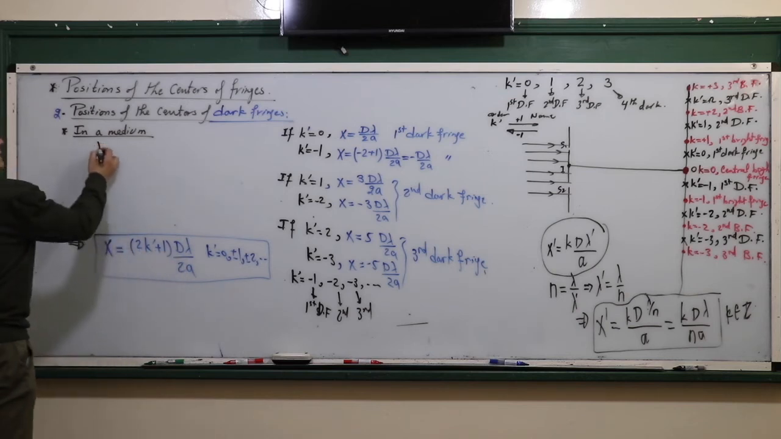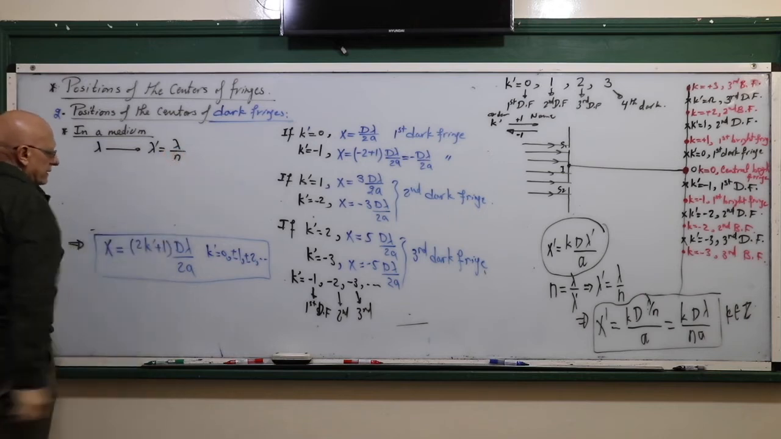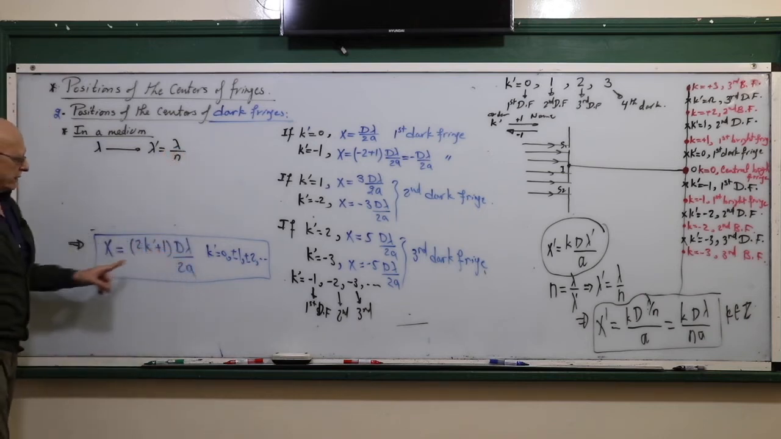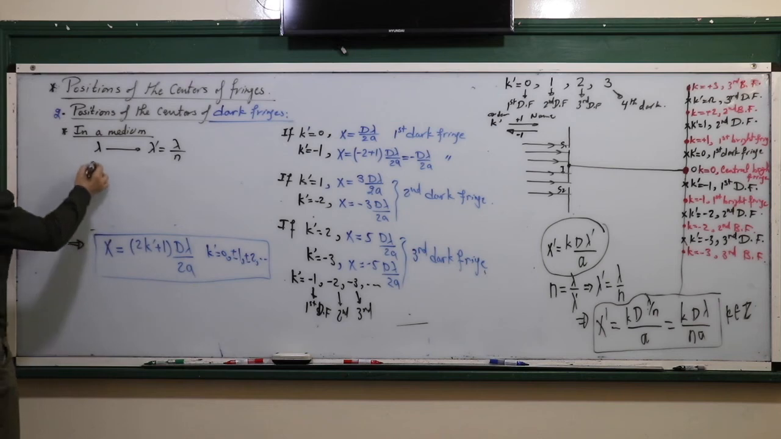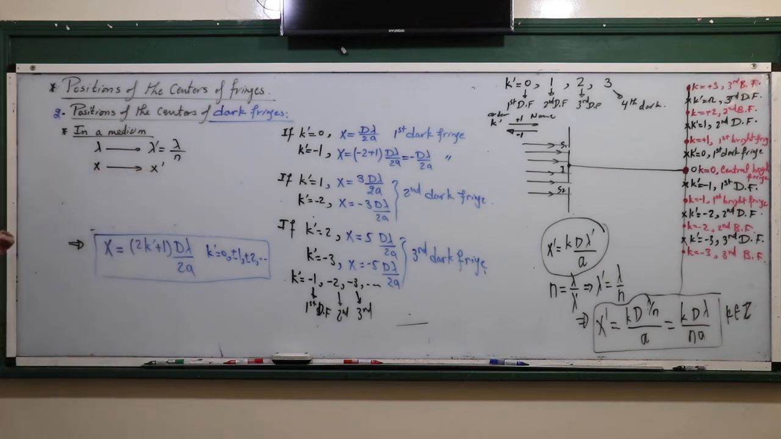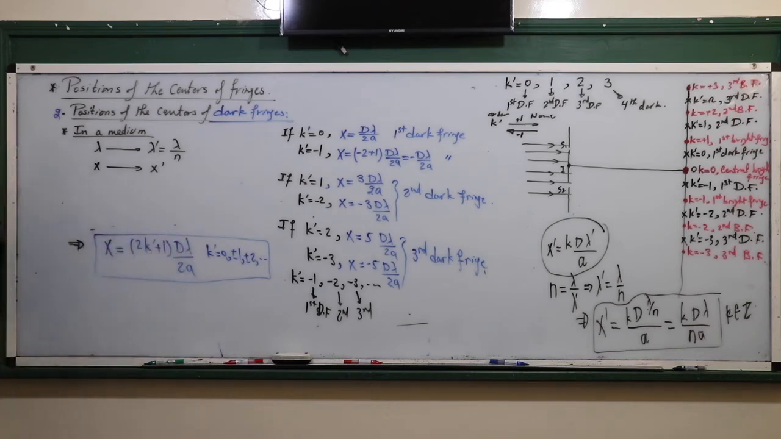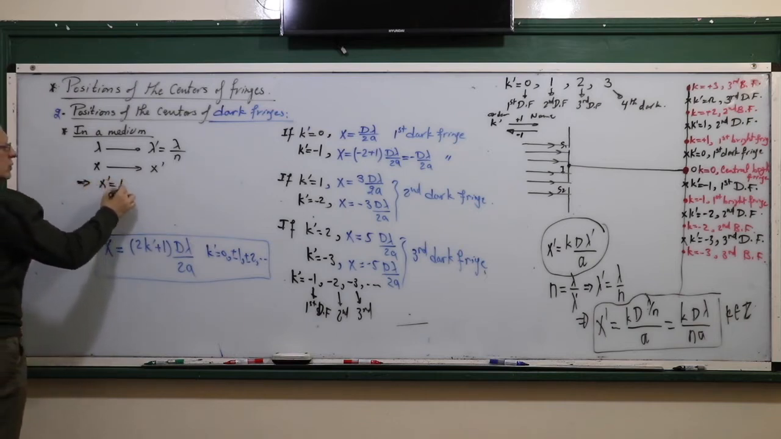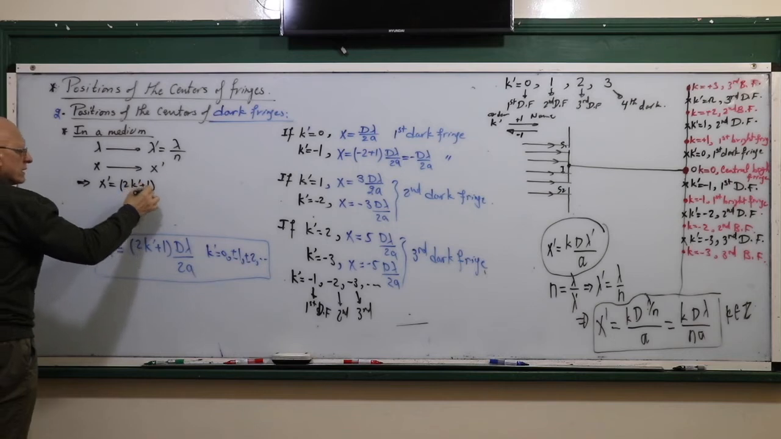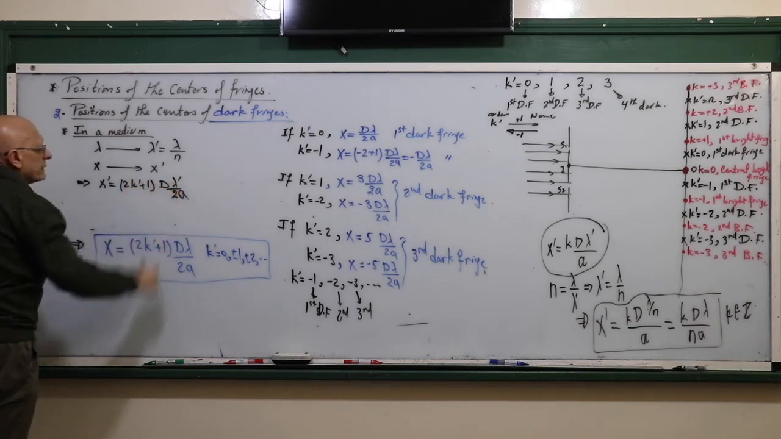So lambda becomes what? Lambda prime equal lambda over n. Lambda decreases, so x decreases. X becomes what? X prime. So the position of the dark fringes will keep the same form but replacing lambda by lambda prime. So this implies x prime equal (2k prime plus 1) d lambda prime over 2a.